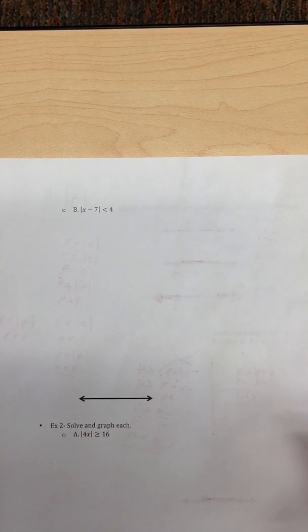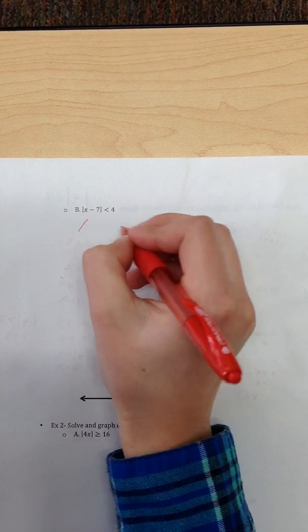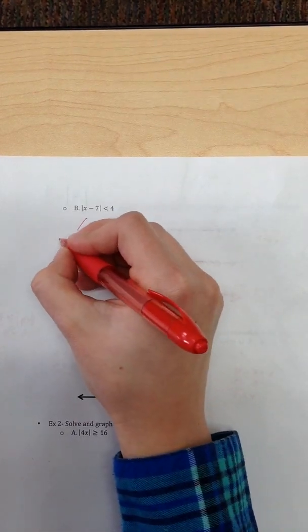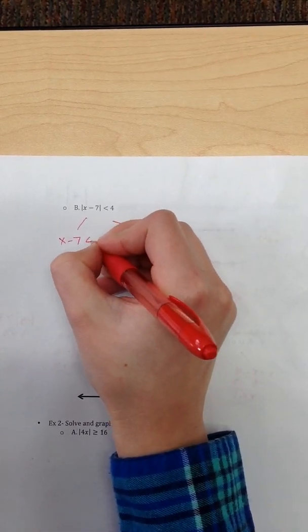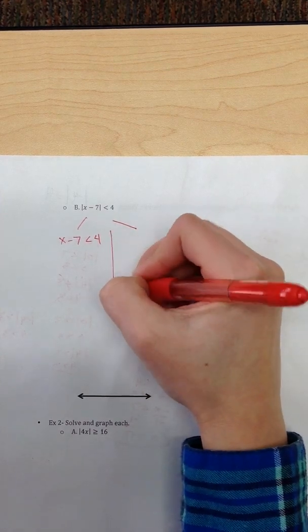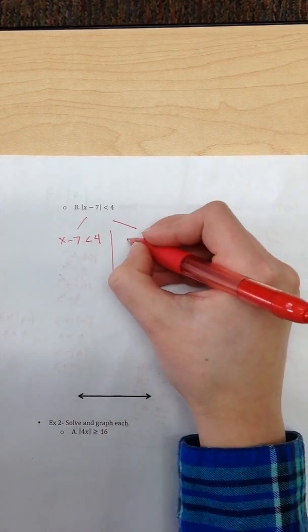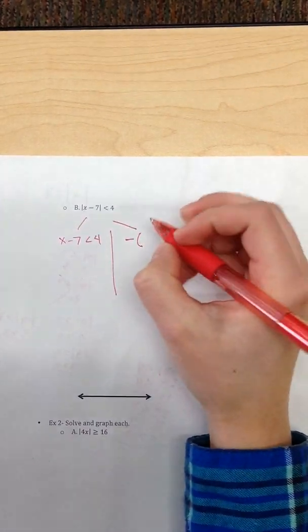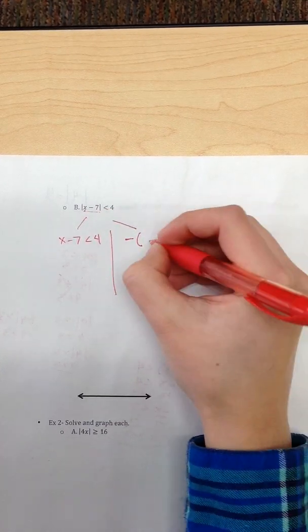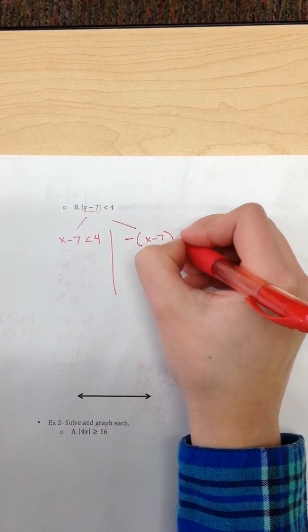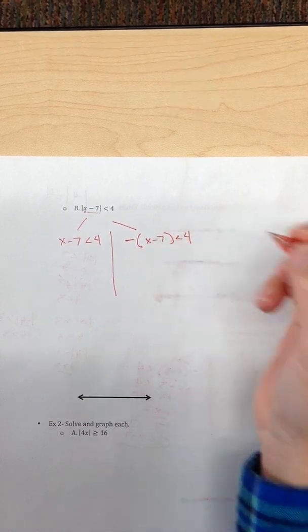So this one I've got absolute value of x minus 7 is less than 4. So again, got to break it into my positive version of it and the negative version. So I'm going to go x minus 7 is less than 4. That's one of them. And then this one's going to be the negative. So negative, and then in my parentheses, my chunk that's in the absolute value. So x minus 7 is less than 4.